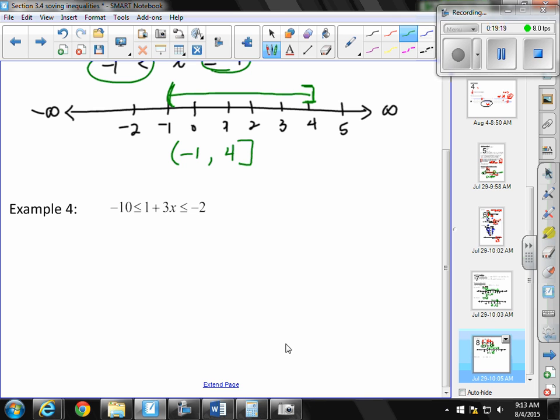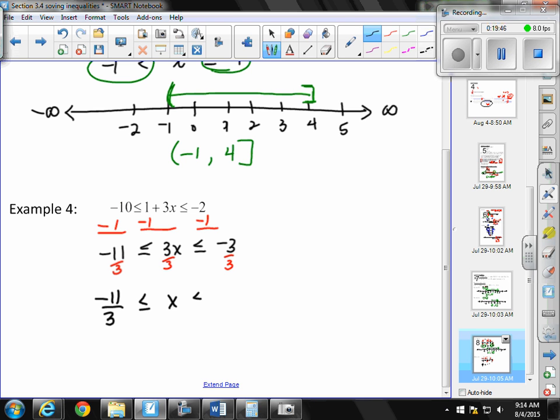Example number 4. Again, we're trying to get x by itself in the middle. I'm going to subtract 1 from all three parts. And that gives me -11 is less than or equal to 3x is less than or equal to -3. Divide all three parts by 3. And I get -11/3 less than or equal to x less than or equal to -1.